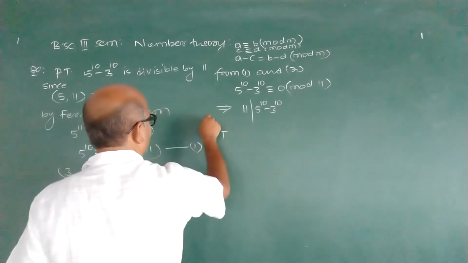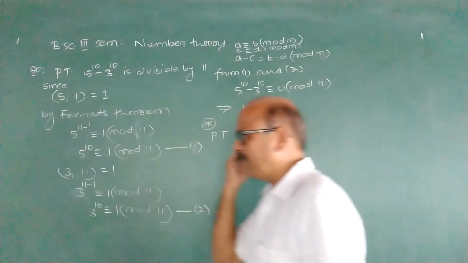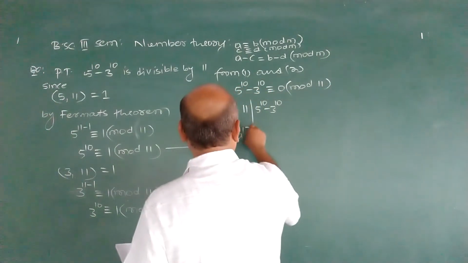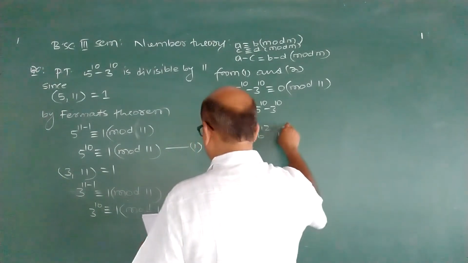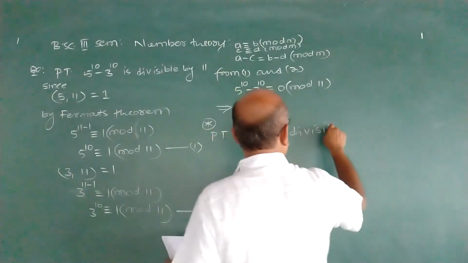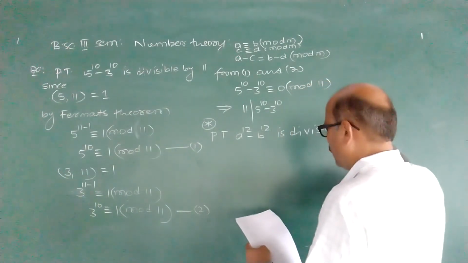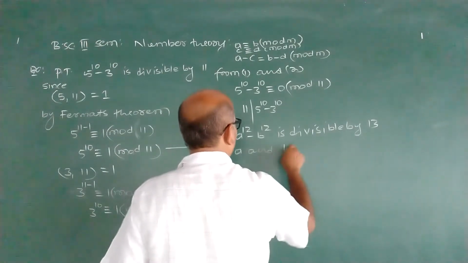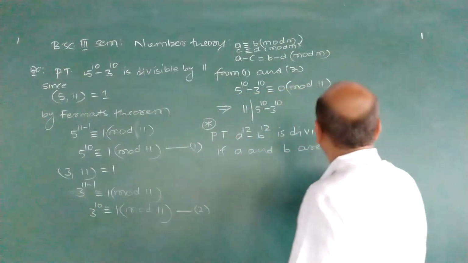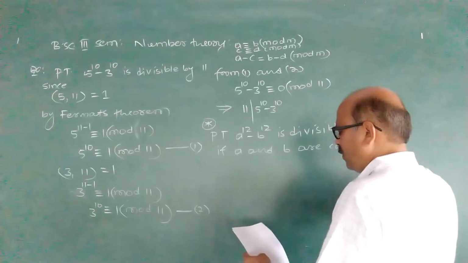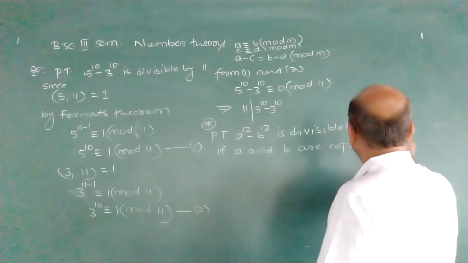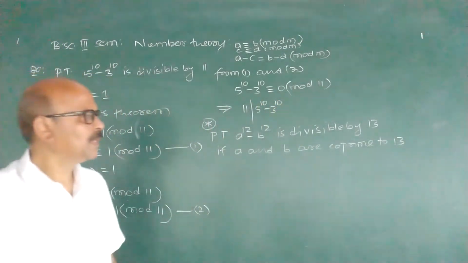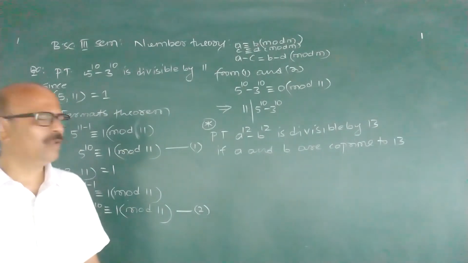Prove that. Next example. I consider next examples on Fermat's theorem. Prove that A raised to 12 minus B raised to 12 is divisible by 30 if A and B are co-prime to 13. Co-prime is the same as relatively prime. The problem is exactly similar; only co-prime means relatively prime.